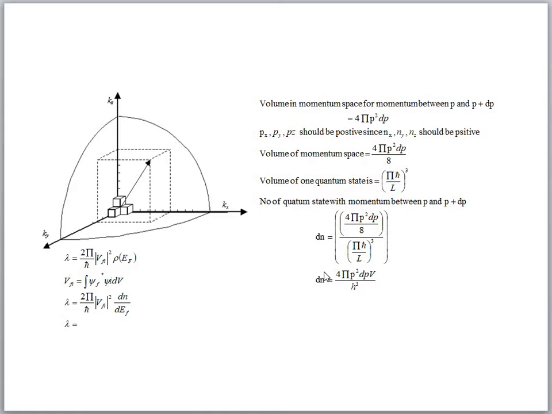When you consider the antineutrino or neutrino having momentum q, the number of states is given by dn equal to 4 pi q squared dq V divided by h cubed. So that is for a neutrino.